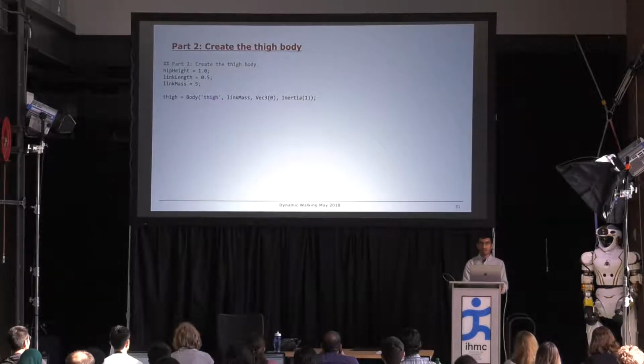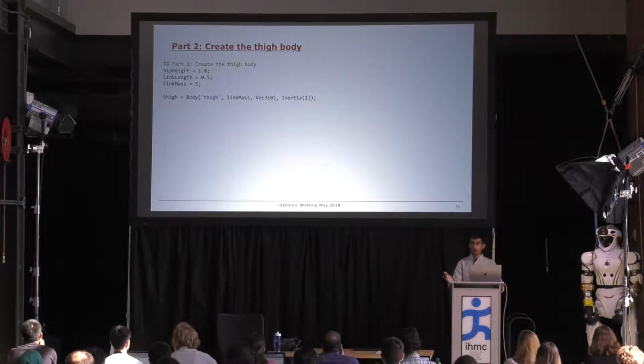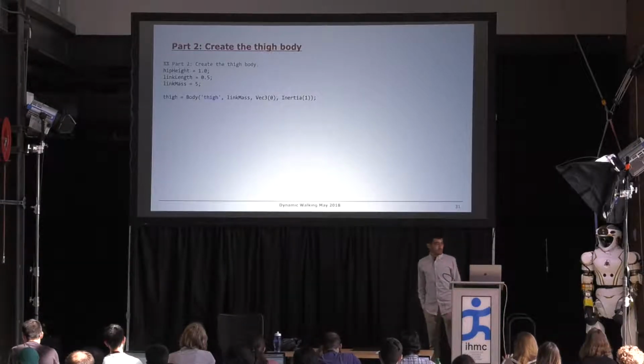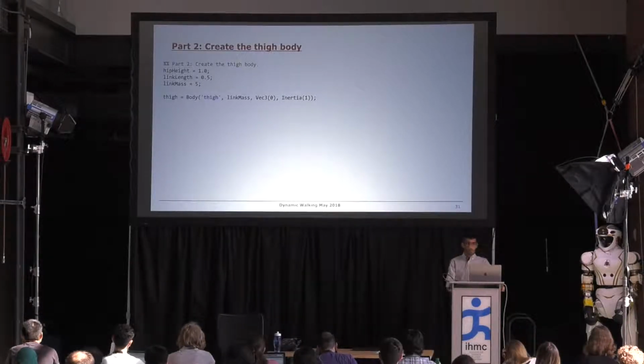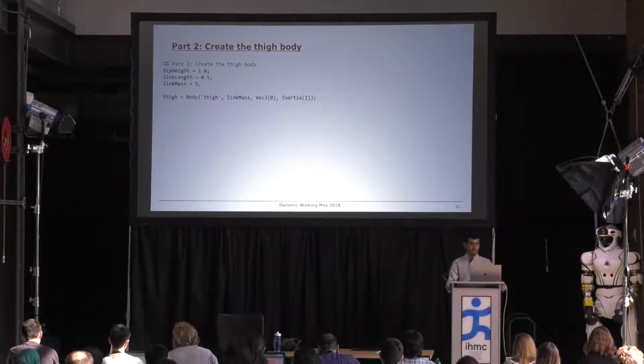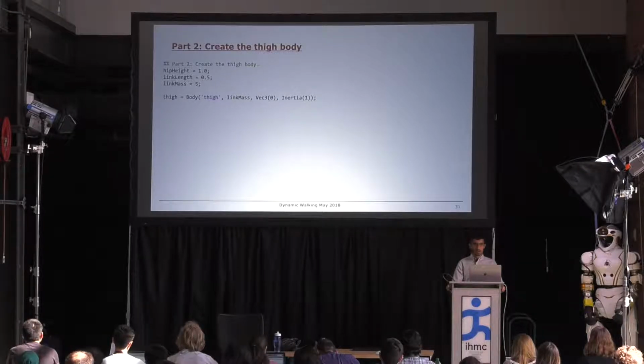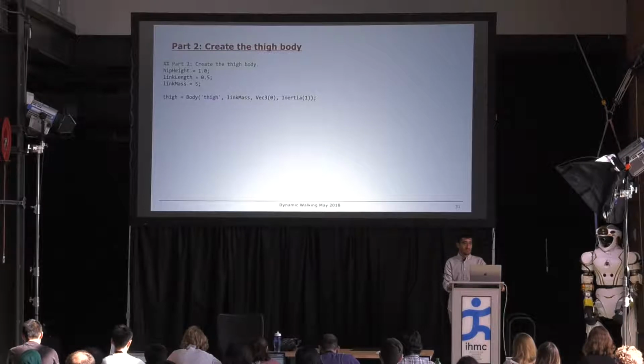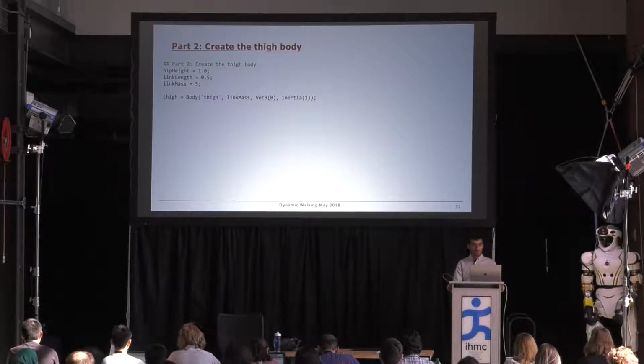OK, so the second part here is to add our first body to the model. We're going to add a body for the thigh segment. Before we do that, we'll specify some constants we'll be using. We can provide the hip height of our model, the link length for the thigh, and also later we're going to add a shank body, so we'll use that link length, and also a link mass. So you can go ahead and define those.